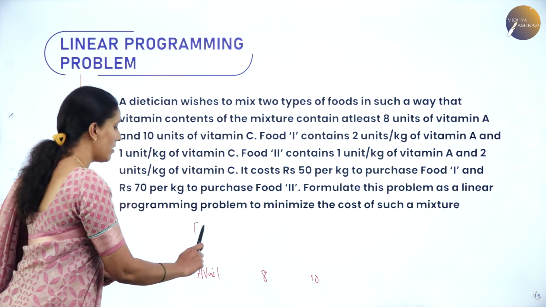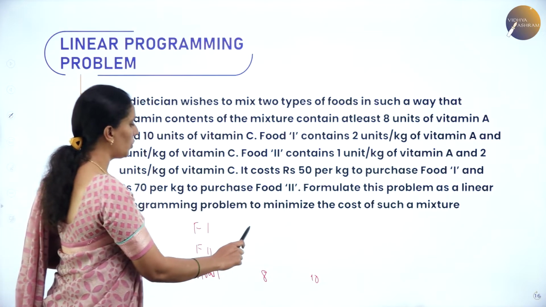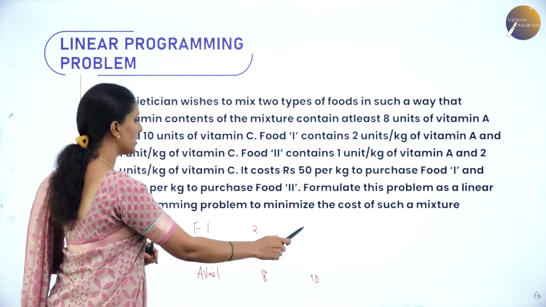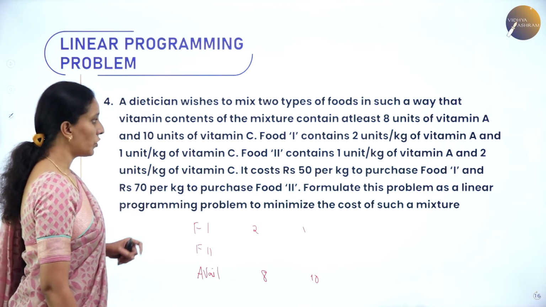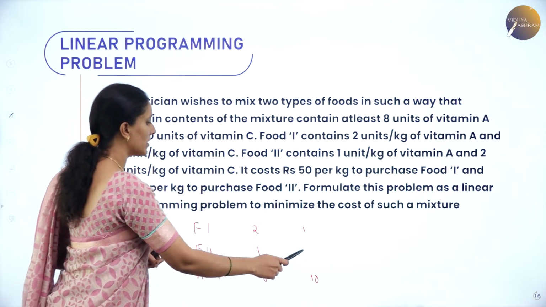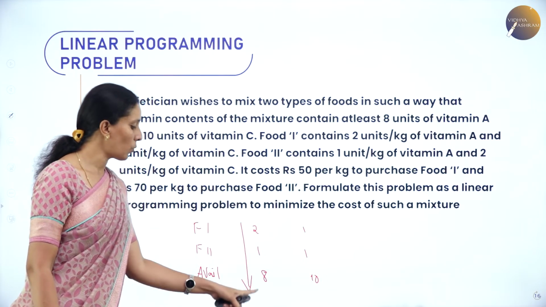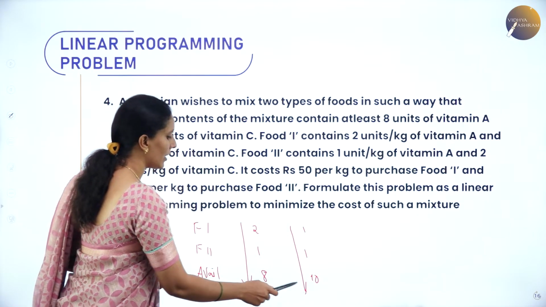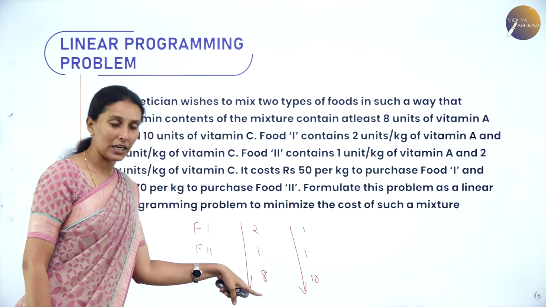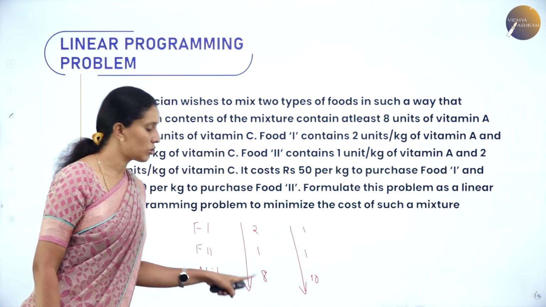We have food 1 and food 2. Food 1 can have 2 units per kg of vitamin A and 1 unit per kg of vitamin C. Food 2 can have 1 unit per kg of vitamin A and 2 units per kg of vitamin C. So this will be the linear equation for vitamin A and this is the linear equation for vitamin C, which is a constraint because it can have at least 8 units and at least 10 units. The mixture can have this much.